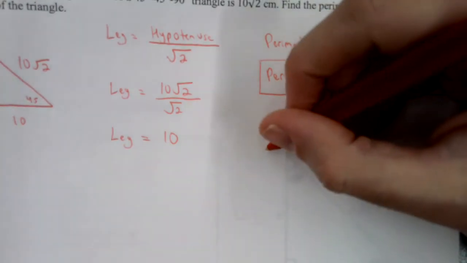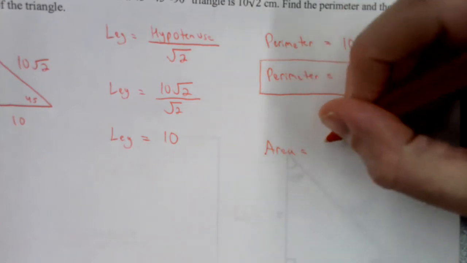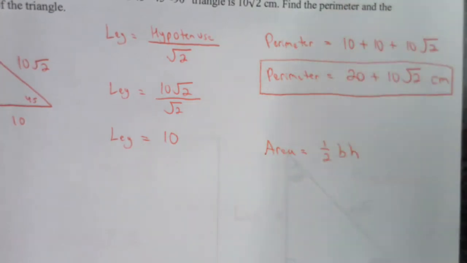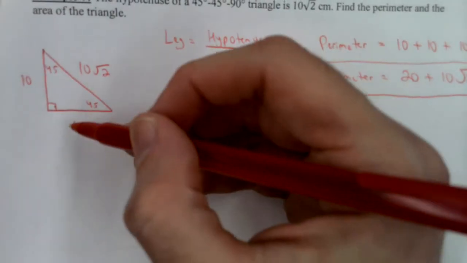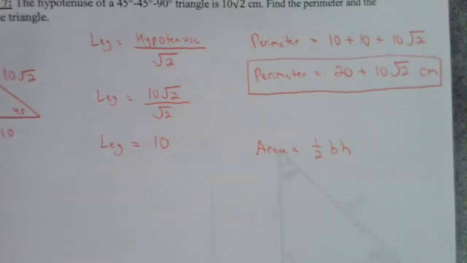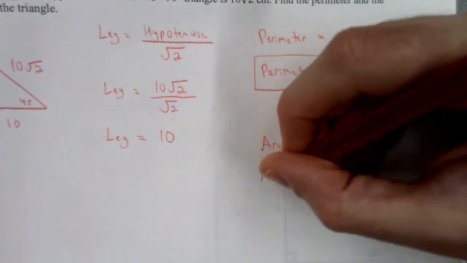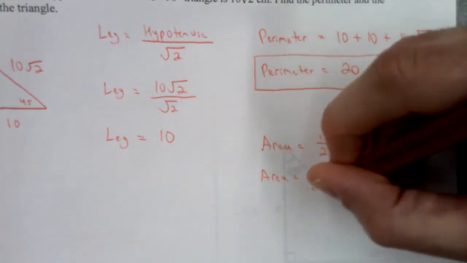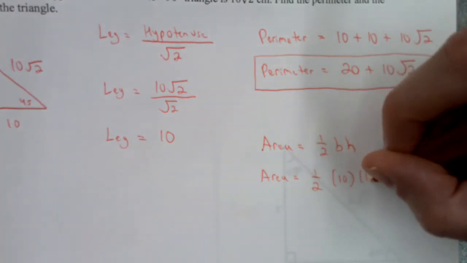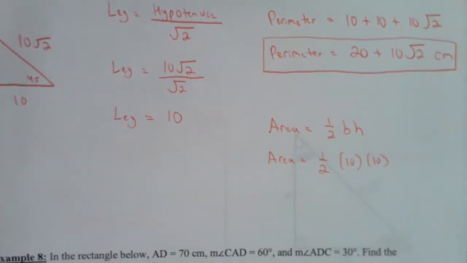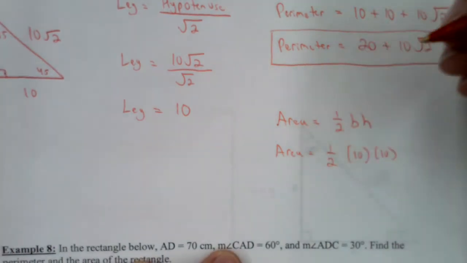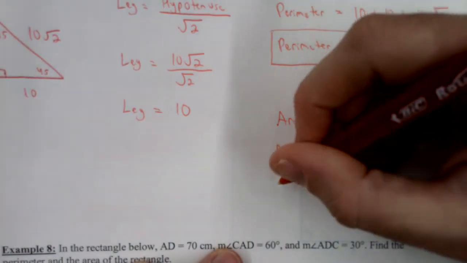Now for the area, we have not done area yet, but the formula is 1/2 times base times height, where the base and the height have to be perpendicular. So it's going to be 1/2 times 10 times 10, so it's going to be 50 centimeters squared.